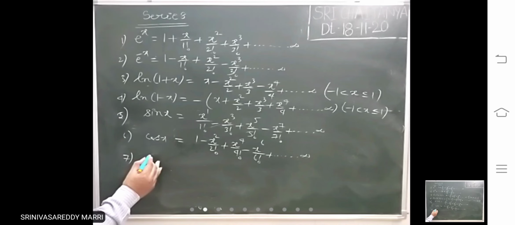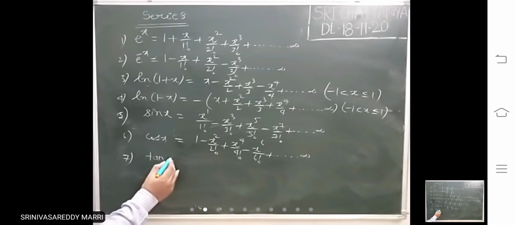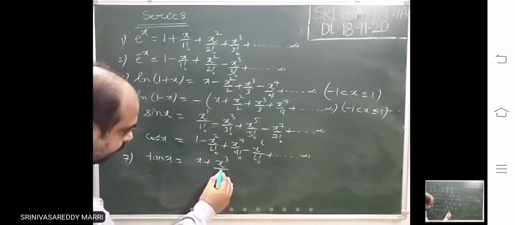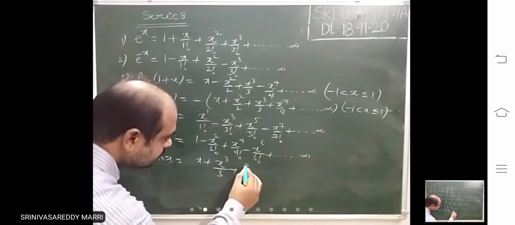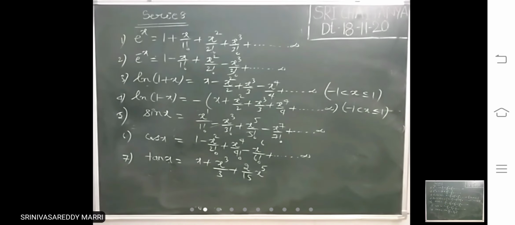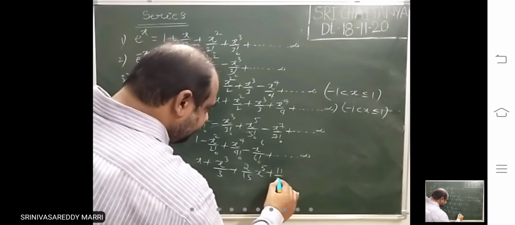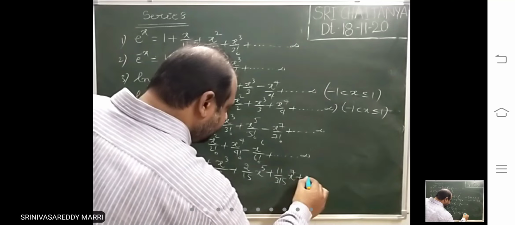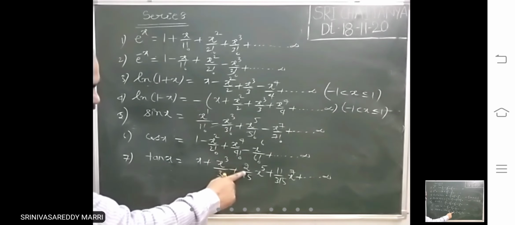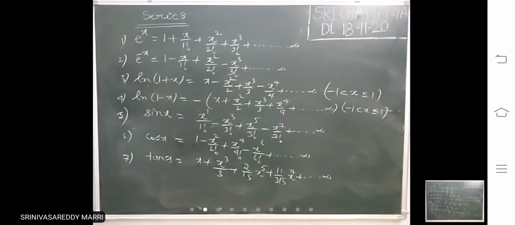Next, tan x. For tan x, there is no similarity, but a few terms you can remember for solving the problems. X cube by 3 plus 2 by 15 x power 5. Till here you remember. Till 7 you remember enough. These numbers you have to remember while solving the problems: x cube by 3, 2 by 15 x power 5, 11 by 315 x power 7. Not necessary. Just these 3 you remember, or otherwise 4, that's all. So that is tan x.